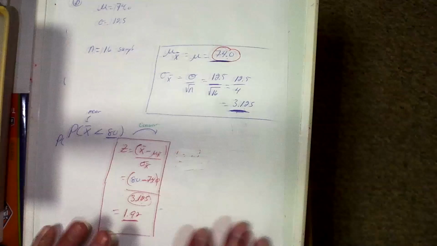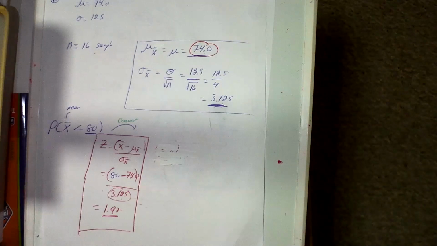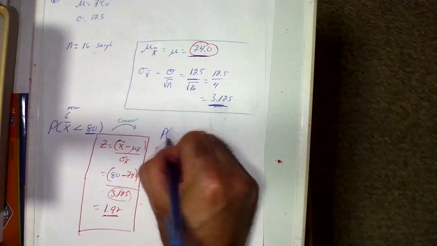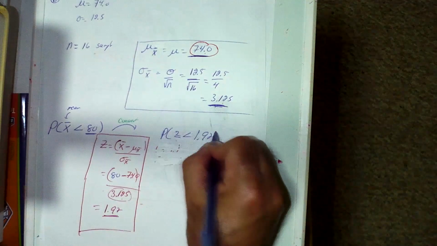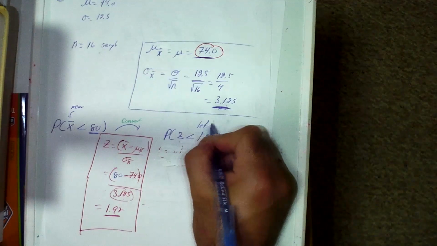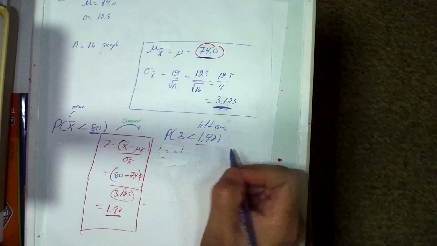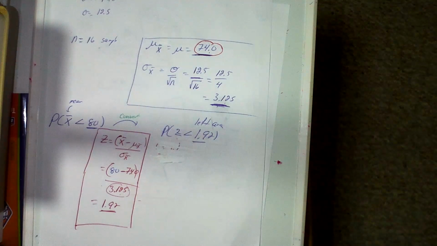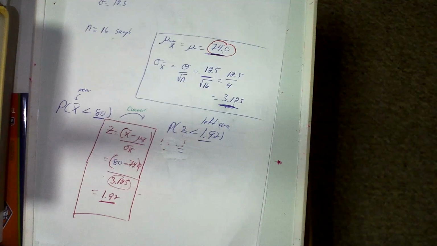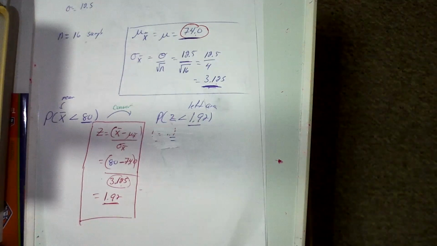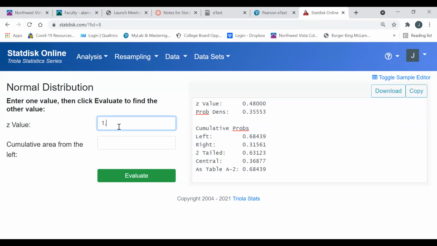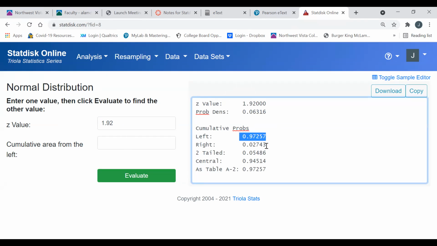And then you do the same procedure. You do z is less than 1.92, and we are going to look at the left area. We're going to enter 1.92 in StatDisk and find the area of 1.92, and then that'll be my answer. You guys can double check to see if we are accurate. Plug it in, 1.92. There it is, 0.9726 or 97.26%.